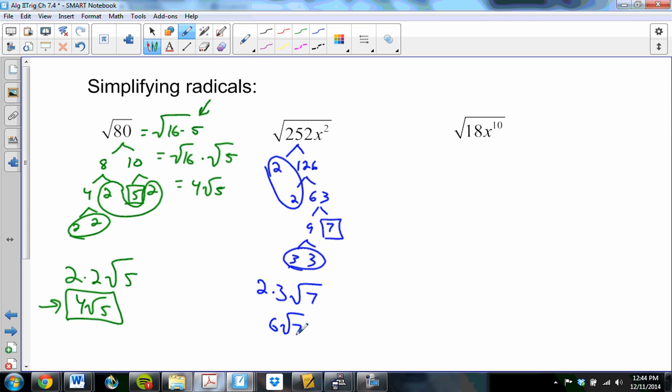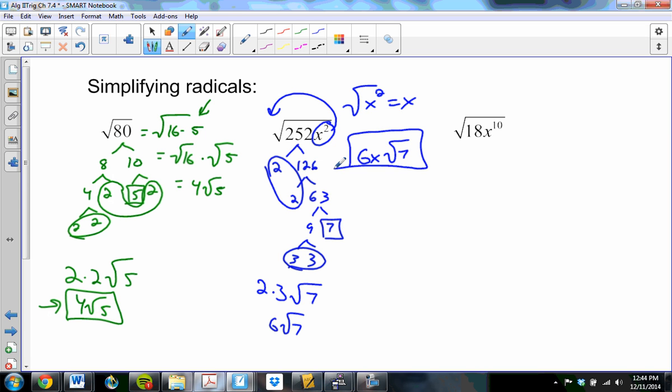But then I also have to deal with this x squared. What is the square root of x squared? Well, that's just x. So really, an x is going to come out of this radical also. So my answer is actually going to be 6x root 7. The square root of 252x squared is 6x root 7.